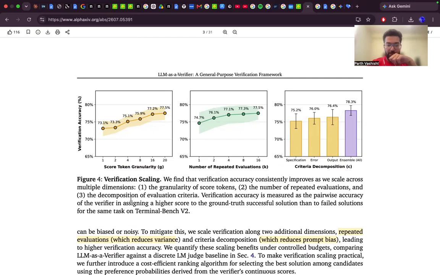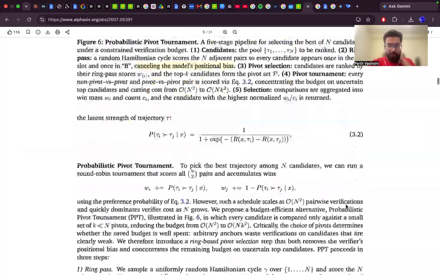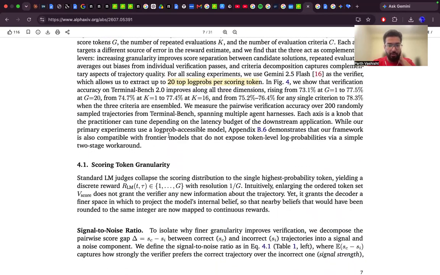Verification accuracy is measured as the pairwise accuracy of the verifier in assigning a higher score to the ground truth successful solution than to failed solutions for the same task on terminal bench V2. Okay, so this is the Bradley-Terry conceptualization, but the decomposition of evaluation criteria, so the specification error and the output. If we combine all of these, then we have an ensemble, and that improves the verification accuracy on the y-axis. That's great. Okay, so now let's get back to page 7, if I remember correctly.